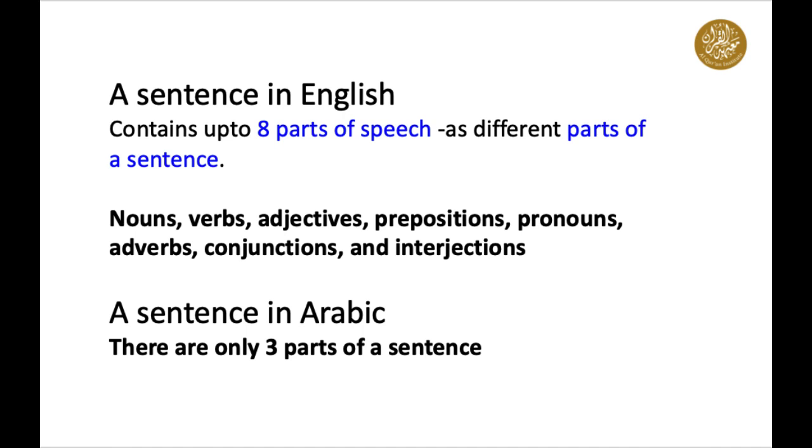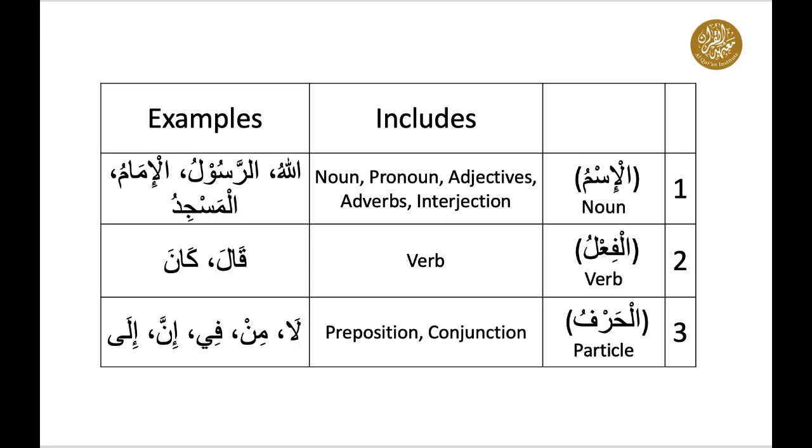A sentence in English contains up to 8 parts of speech. They are nouns, verbs, adjectives, prepositions, pronouns, adverbs, conjunctions, and interjection. They are all different parts of a sentence in English. But in Quranic Arabic, there are only 3 parts of sentences, and they are as follows.